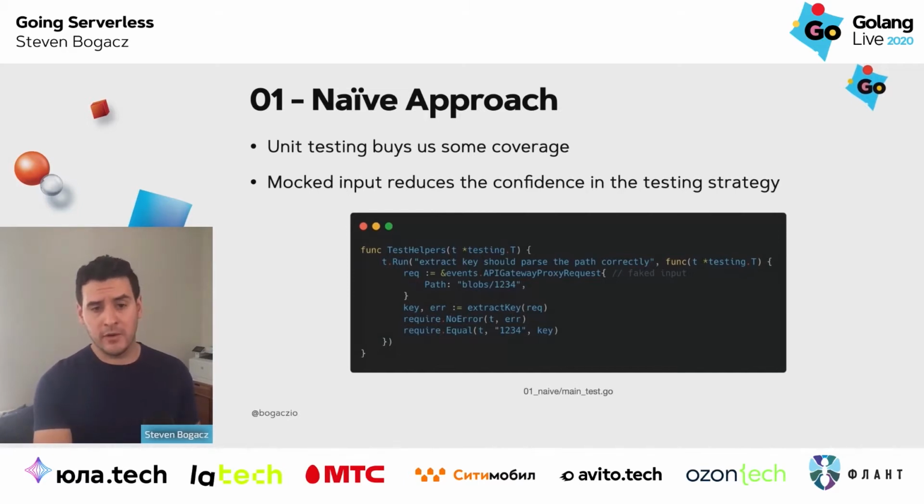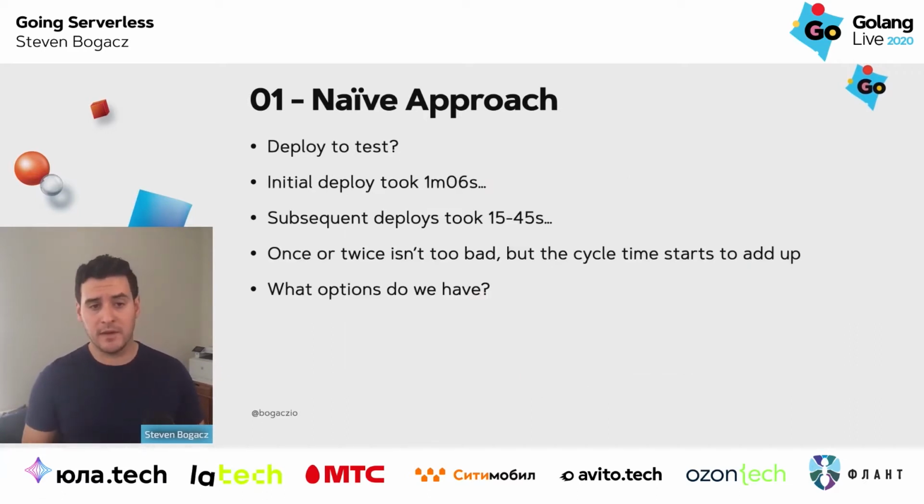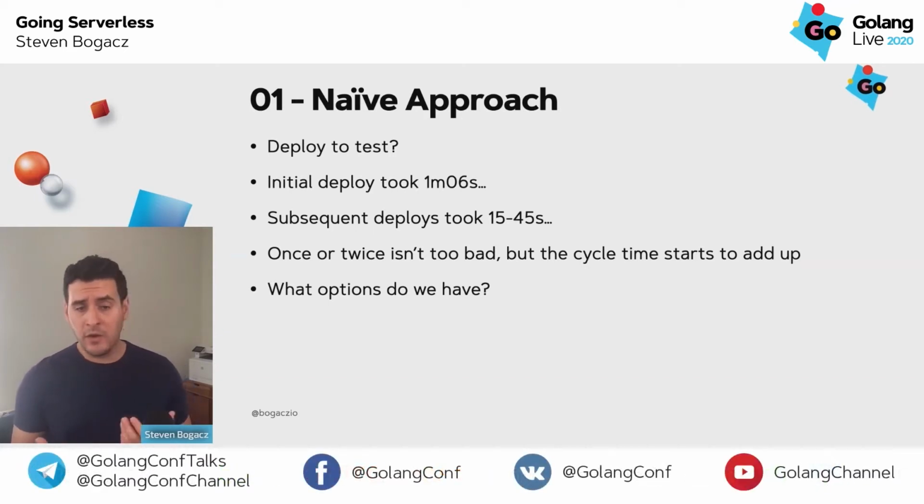So what can we do in order to get more confidence? Well, because it's serverless, an easy solution is to say, well, we can just deploy our application, and since we have the infrastructure as code tools, we can do this reproducibly. And they're actually fairly fast. The first deployment took about a minute. Subsequent deployments took anywhere between 15 and 45 seconds.